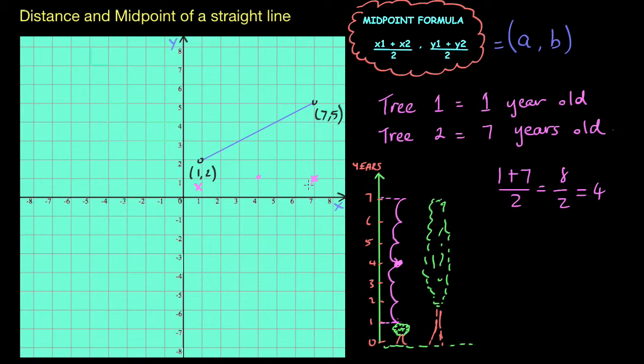Well, we've got 1, we've got 7. If I go across 3 places, so 1, 2, 3, I end up right there. And if I go back 3 places, I end up at the same point. So that must be the middle of 1 and 7. Now we can try 2 and 5. That's going to be a little bit harder. But if we follow the same rule, 2 plus 5, that's going to give you 7, and half of 7 is 3.5. So 3.5 is right there.